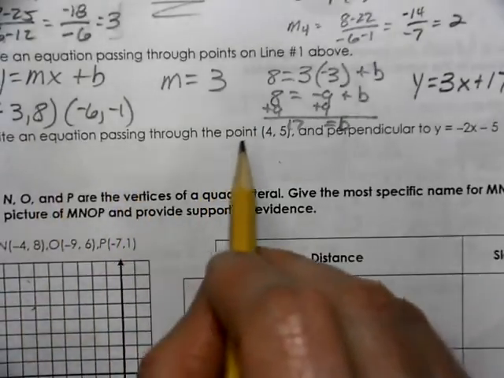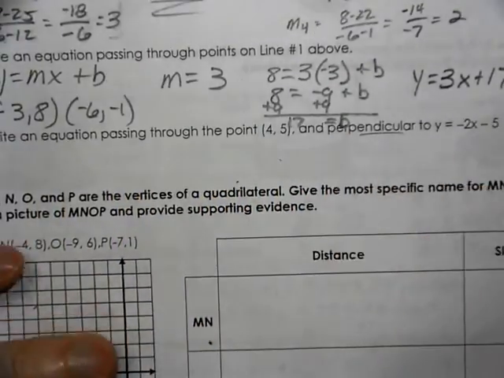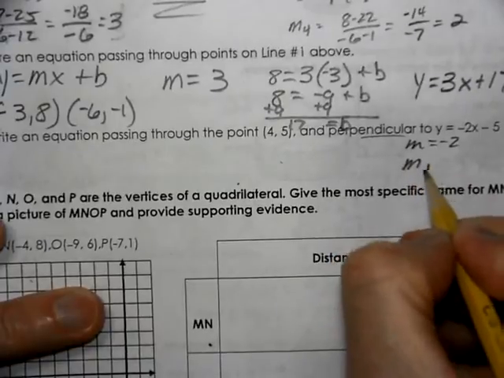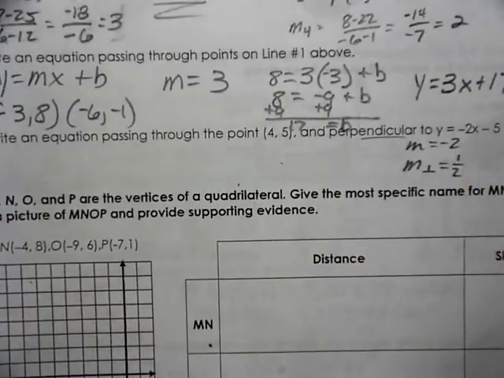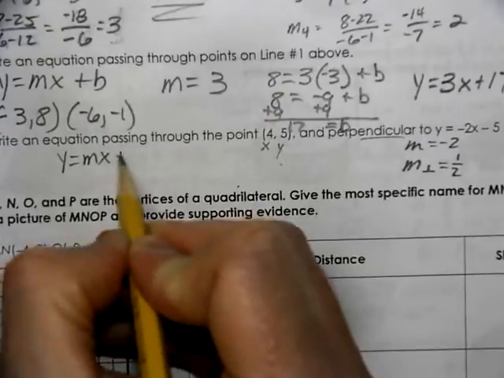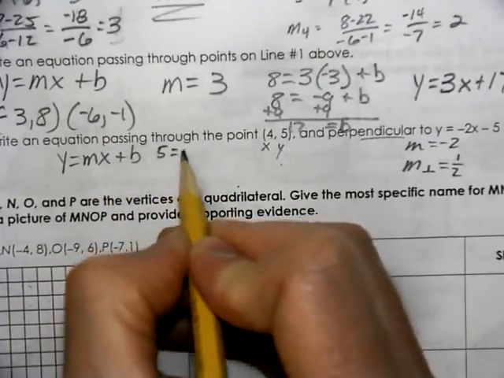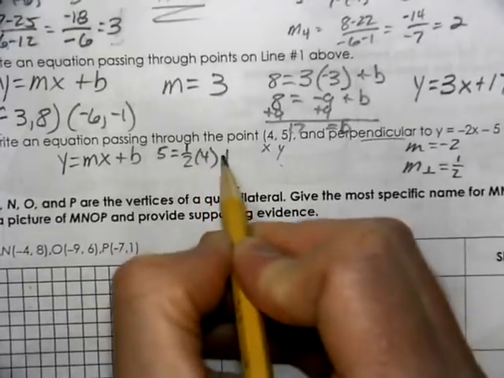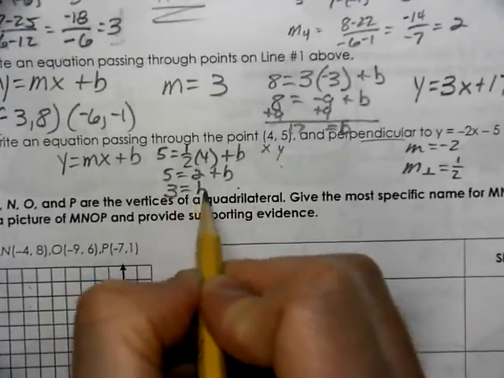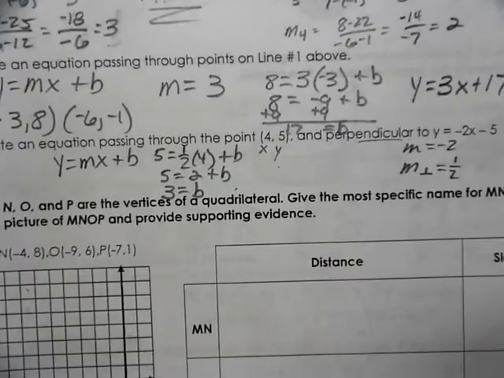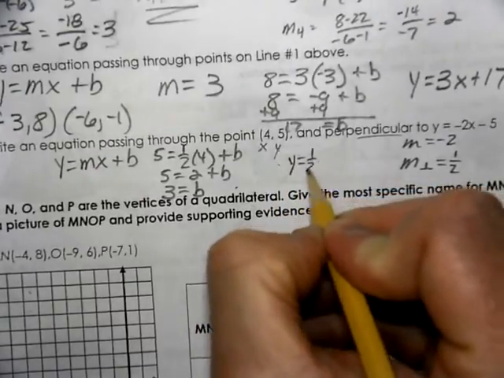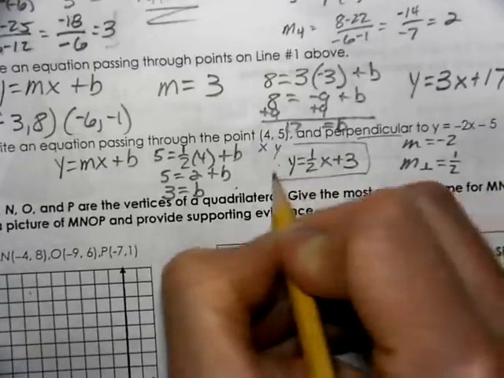Now we're going to write an equation that passes through 4, 5 and is perpendicular to this one. Well, this slope is negative 2. The perpendicular slope is going to be positive 1/2. And this is going to be our x and our y. So y equals mx plus b. So we have our 5 equals half x plus b. 5 equals 2 plus b. Minus the 2 gives us a 3. So our final equation is going to be y equals half x plus 3.